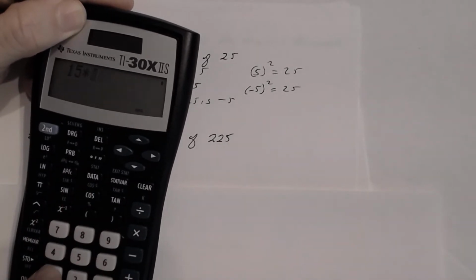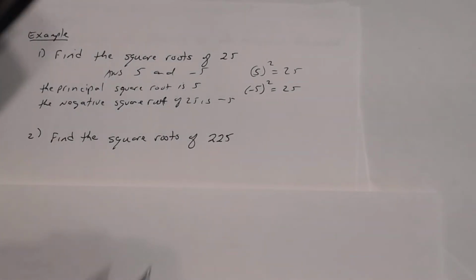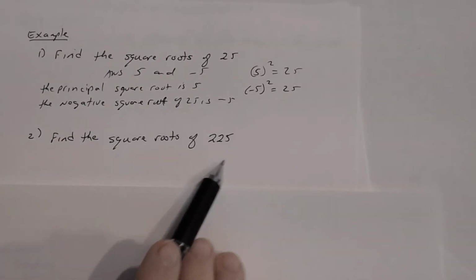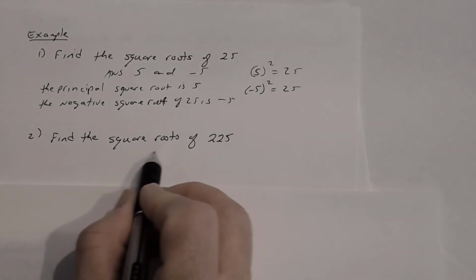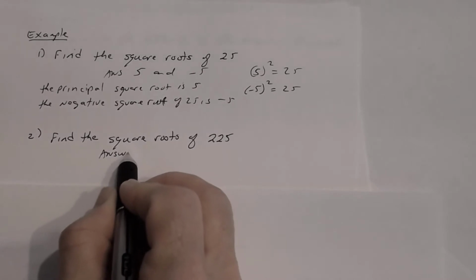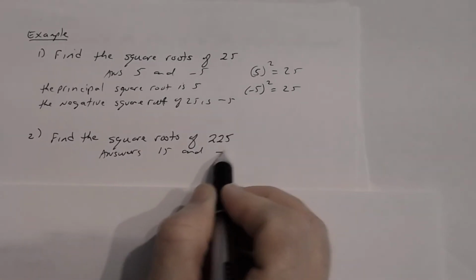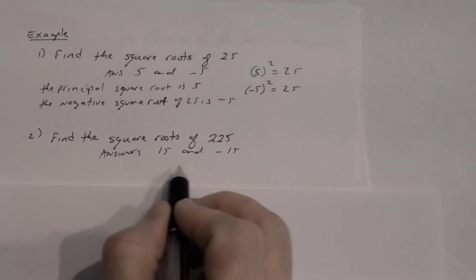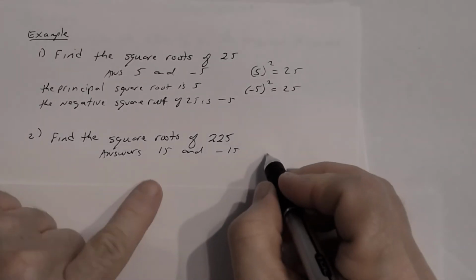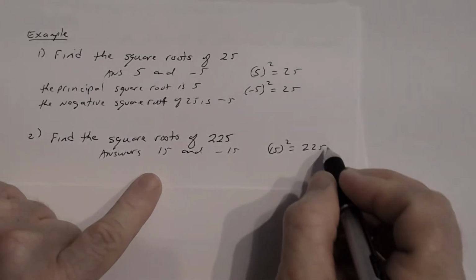What about 15? 15 times 15, hey, there we go, 225. So the square root of 225, there are two answers. One is 15, and the other is negative 15. And the reason it's 15 and negative 15 is because 15 squared equals 225.